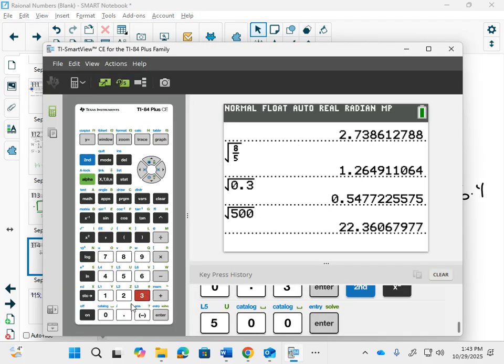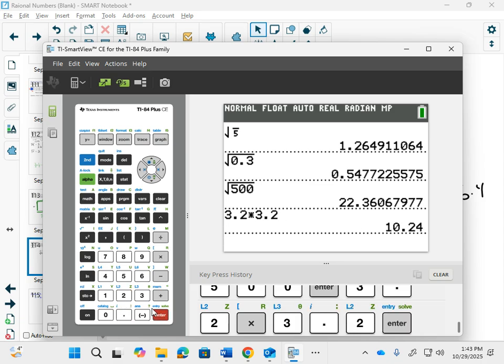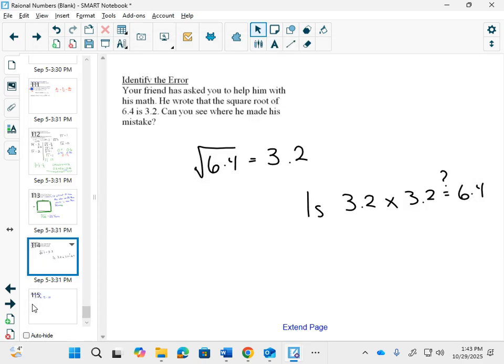Let's see how close we were. 3.2 times 3.2. Your friend got 6.4. It should be 10.24. You're close. Okay, you've helped me though. At least I get that. I don't know why I couldn't get the square root. Do you have a worksheet on this? Not really.